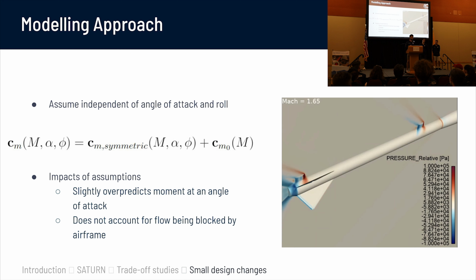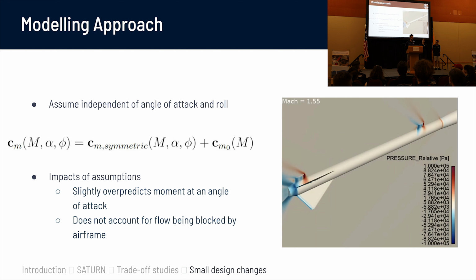As such, the driving assumption behind our model was that the moment coefficients from the launch lugs were independent of angle of attack and roll. As such, we can make the decomposition shown below, where we have a symmetric part of our moment coefficients, which is a function of Mach number, angle of attack, and roll, and a static trim part, which is caused by the lugs, and only a function of Mach number.